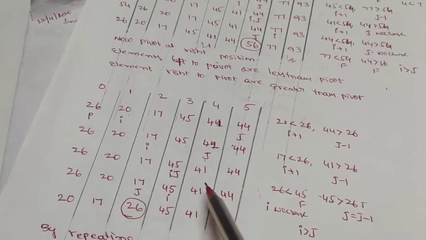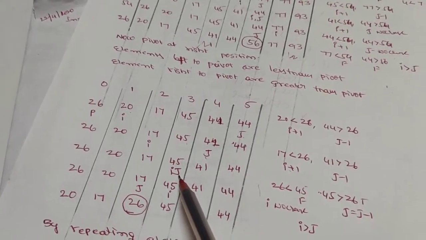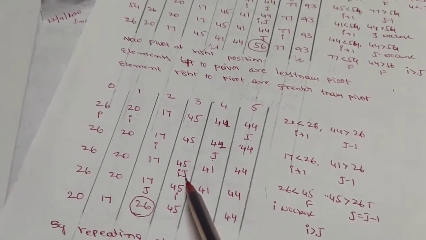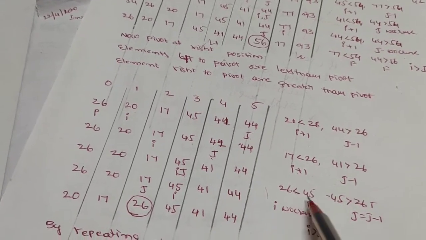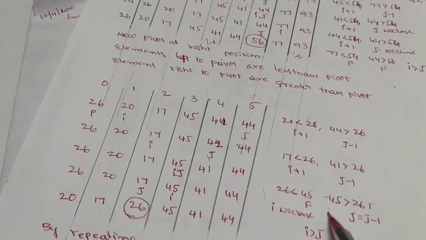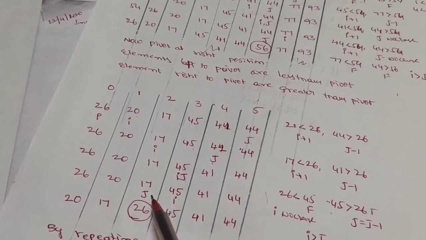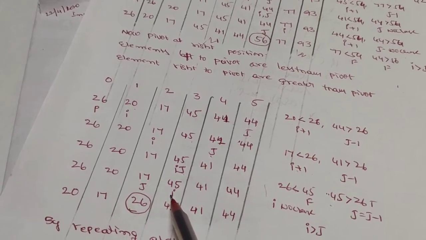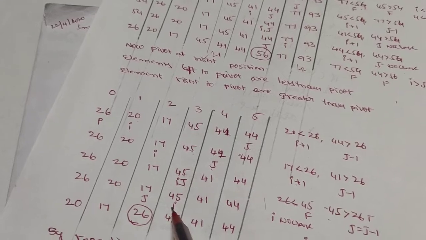Then i and j are moved to the same position, that is index value 3, and the actual value is 45. Now again, 45 less than 26 is false, and 45 greater than 26 is true. Then j equals j minus 1, j moves to index value 2 pointing to the value 17, and i has no change. Then i is at position 3 pointing to 45.